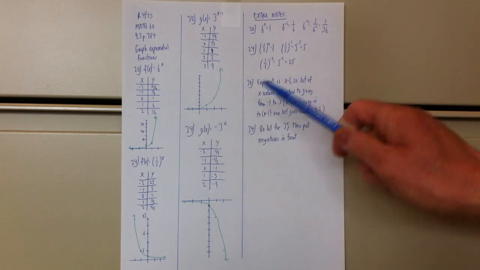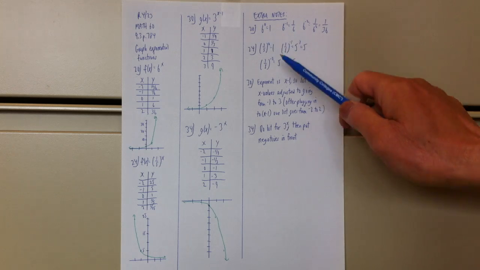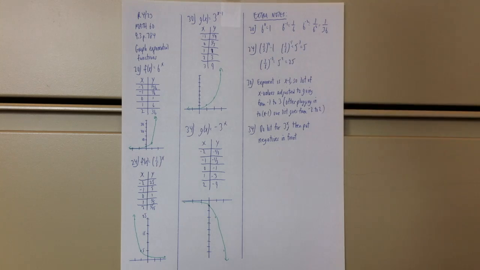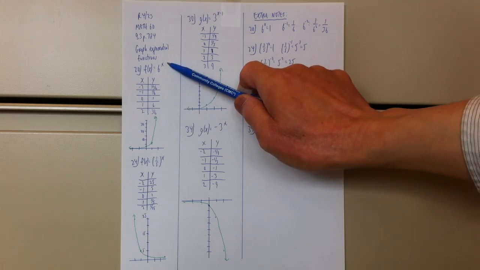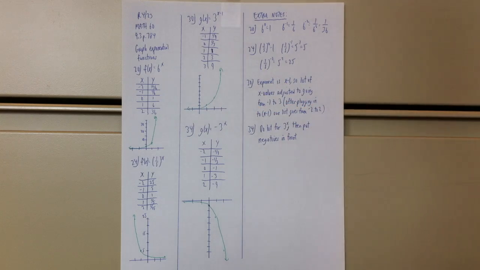So if I plug in 0, you might recall that anything raised to the 0 power is 1. So 6 to the 0 is 1, 1/5 to the 0 is 1, and so on. You plug in 1, 6 to the 1 is 6. Plug in 2, 6 squared is 36.